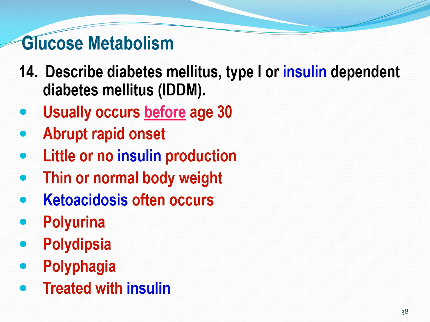It's an abrupt, rapid onset of the symptoms, okay? In this case, they have little or no insulin production. They're usually either normal body weight or thin. They have issues of ketoacidosis occurring often, polyuria and the rest, and it's usually treated with insulin. And make sure you understand all these words in blue, because these are some key terms that you need to know and understand. They will show up on a test.